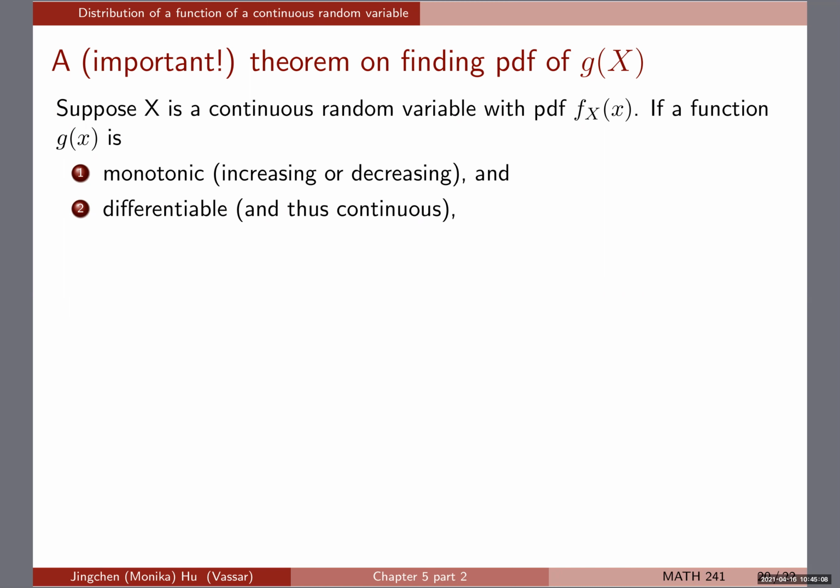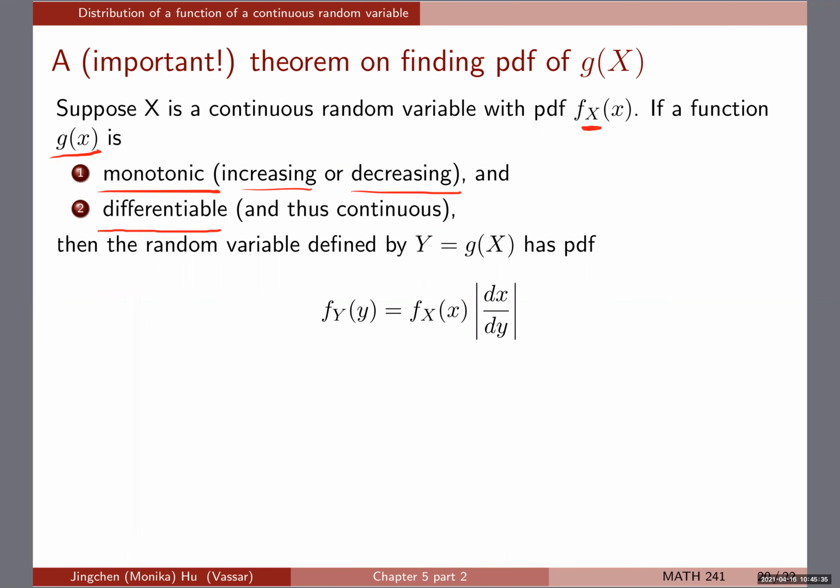Suppose X is a continuous random variable with PDF f_X. Here notice we're using a subscript just to highlight that this f is about X. The theorem has two conditions: if the function is monotonic, so increasing or decreasing, but not both on the range, and also differentiable, which means it is a continuous function, then the random variable defined by, if I use Y to represent g(X), the Y random variable is going to have a PDF of this.